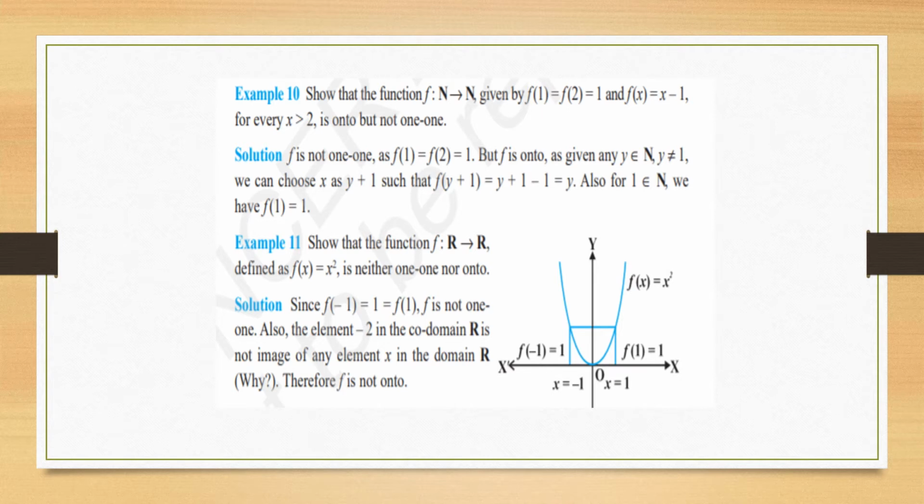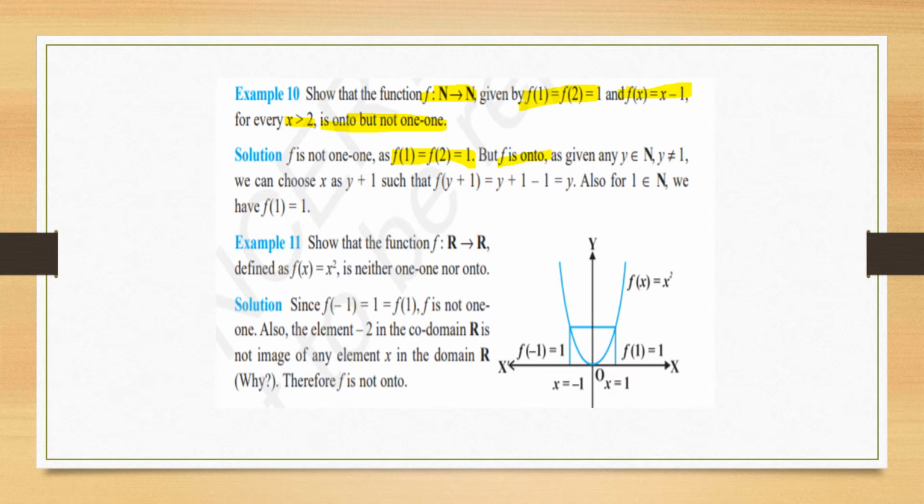Example 10: show that the function f mapping from N to N given by f(1) equal to f(2) equal to 1, and f(x) equal to x minus 1 for every x greater than 2, is onto but not 1-1. So let us see. f is not 1-1 because f(1) and f(2) both have the same value 1, the same image 1. But f is onto.